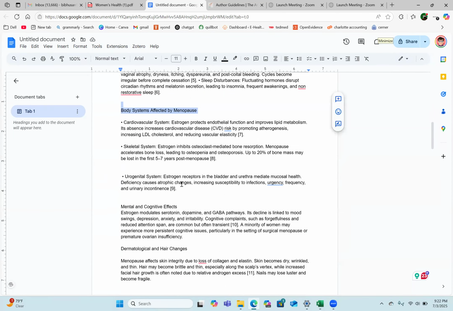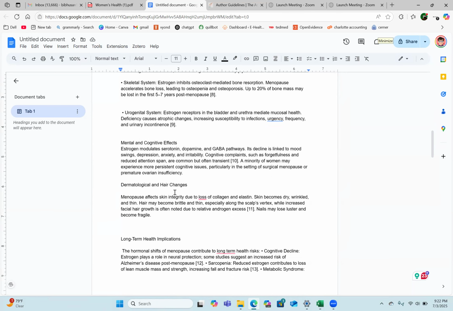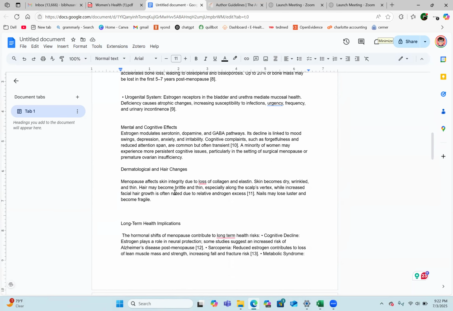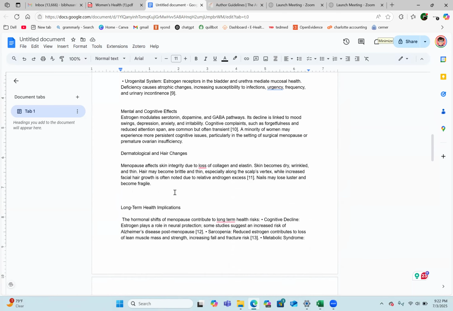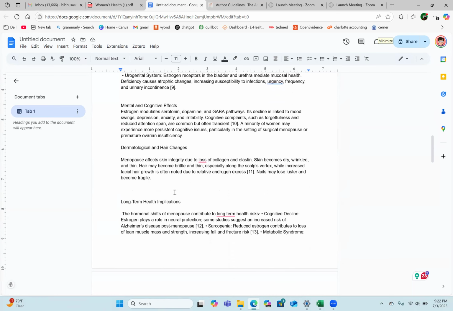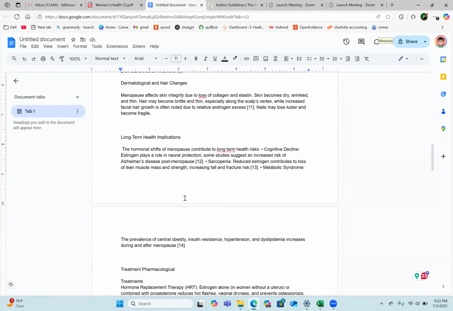I want to focus on things that matter to people. So skin changes during menopause. It's a very good thing. In menopause, people want to hear about skin changes, and I think it's very important to women. So I think write a bigger paragraph on skin changes and long-term health implications.